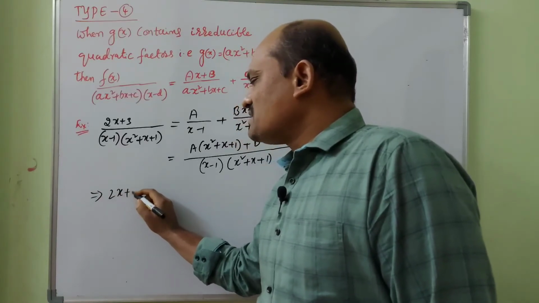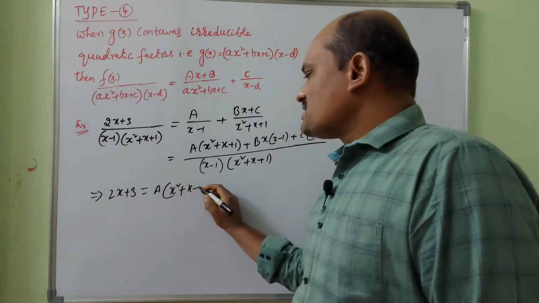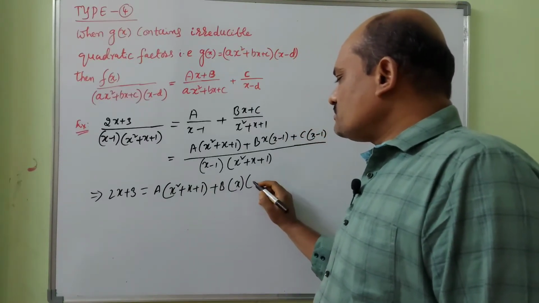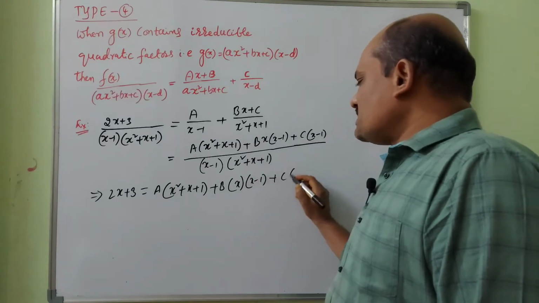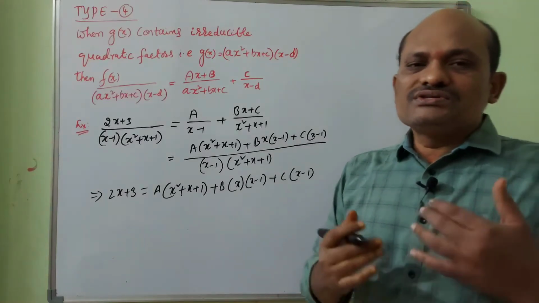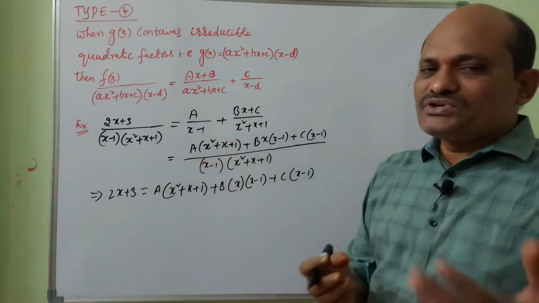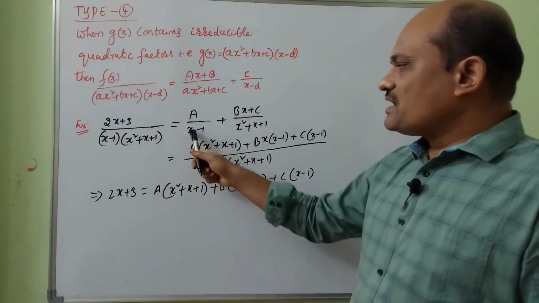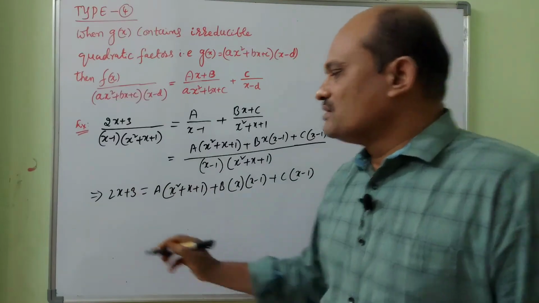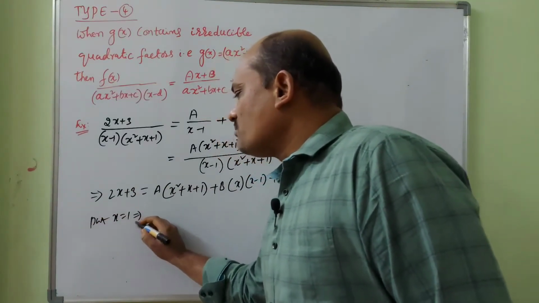So 2x plus 3 is equal to a into (x square plus x plus 1) plus (bx plus c) into (x minus 1). Now use techniques to find the values of a, b and c. For first degree, substitution is the best method. Here x minus 1 is the linear factor. So take x equal to 1. Substitute, put x equal to 1 on both sides.